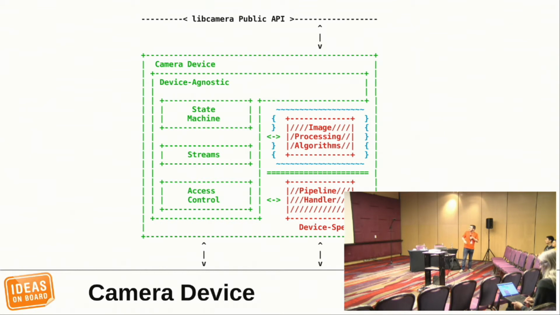Then in red, we can see there's a pipeline handler and the image processing algorithms. Those blocks represent the platform-specific code that's required to support a camera on any given platform. Now, the pipeline handler's job is going to be to set the camera up, and the image processing algorithms are separated so that any vendor-specific code can control the processing.